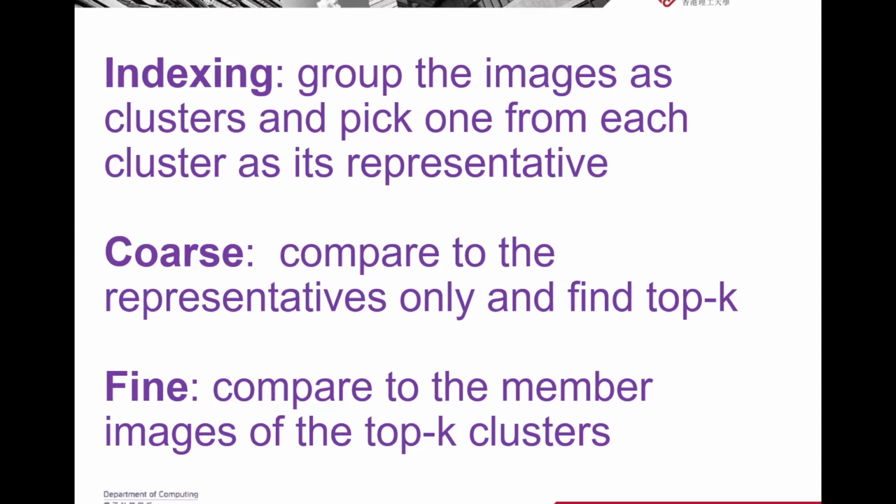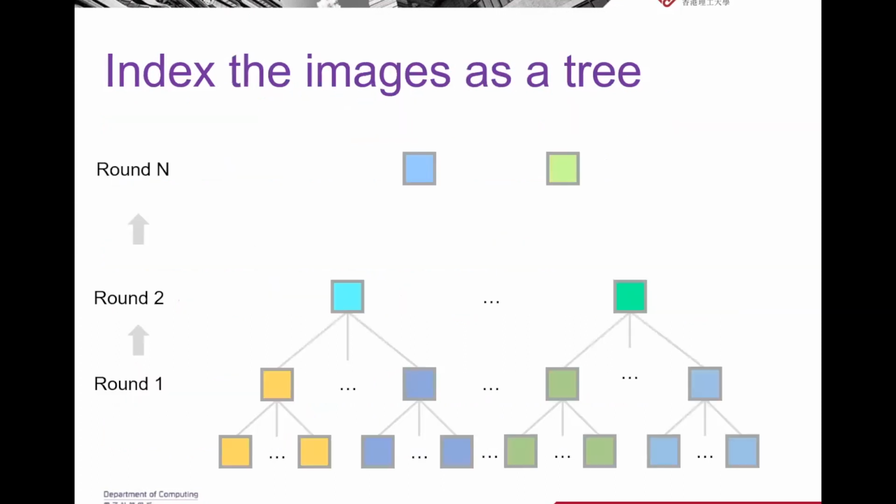So here's what I have introduced: the idea of CBIR, a general framework for CBIR, including actually two parts, indexing and the searching part. And in the searching part, you have the coarse level search and fine level search. The idea is quite straightforward. As Malo has proposed, we can actually use the grouping information from the clustering. So here's what we're going to do here.